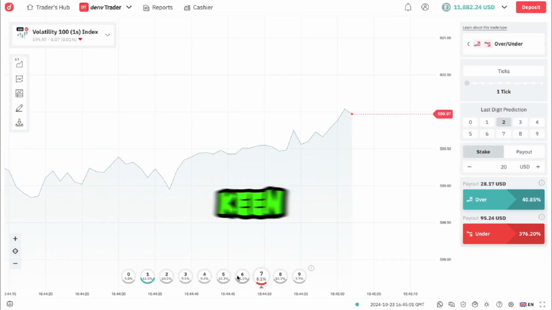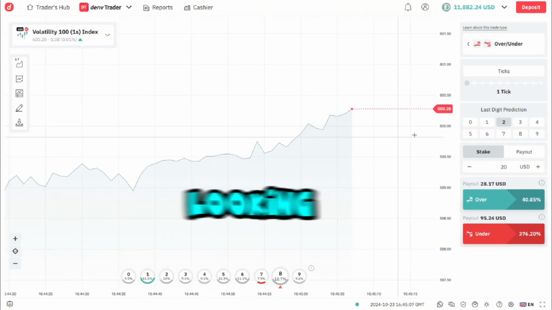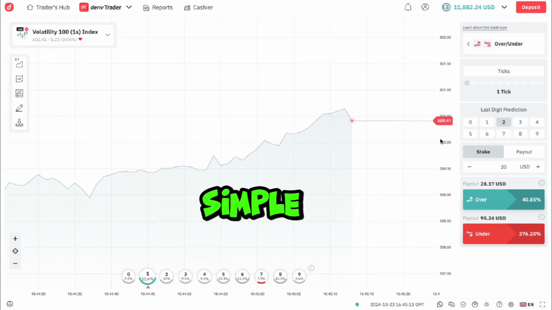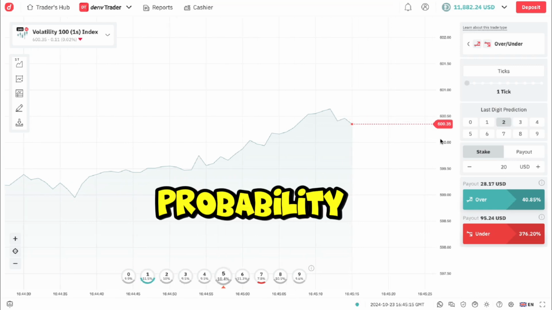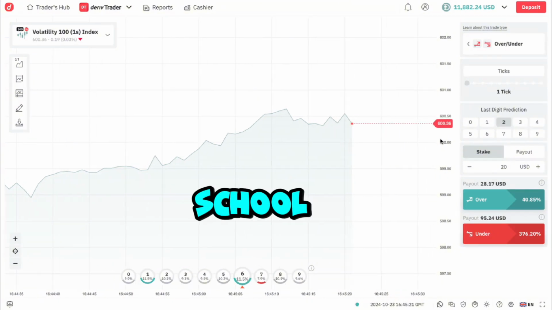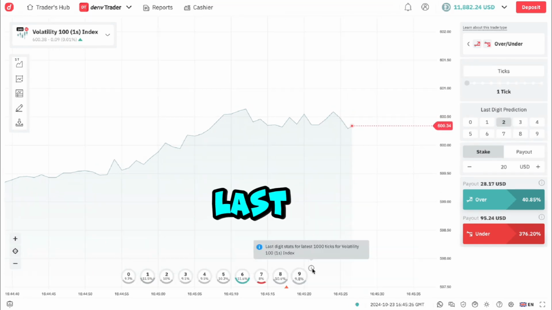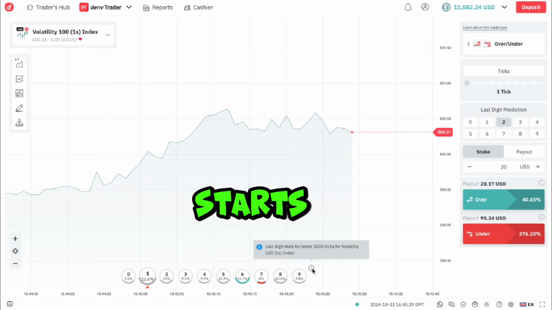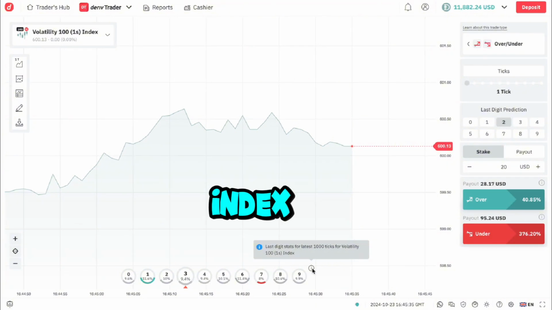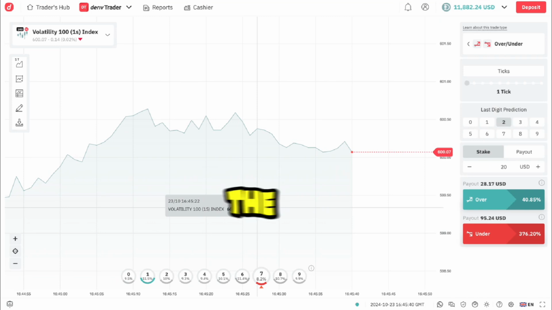But I want us to take a keen look at these digits here. So you have 0 at 9.81. From just looking at these digits, you should be able to tell yourself something very simple. This is probability. Anyone who did probability in high school or in elementary school can tell you. These digits, just click here. These are last digit stats for the latest 1,000 ticks for the Volatility 100 (1s) index. The one with the green bar is the most appearing. The one with the red bar is the least appearing.